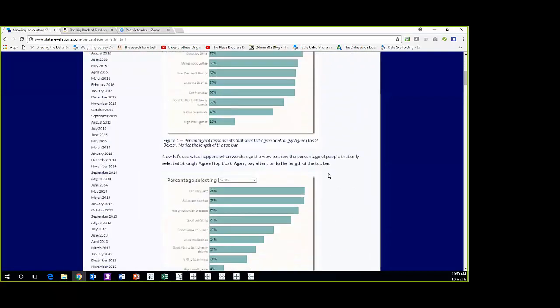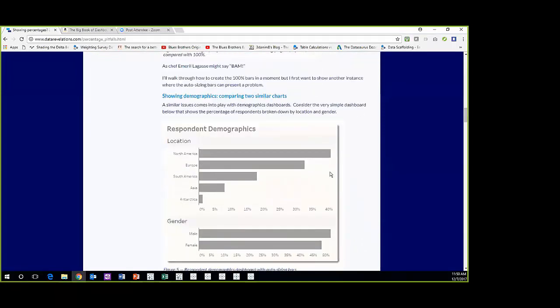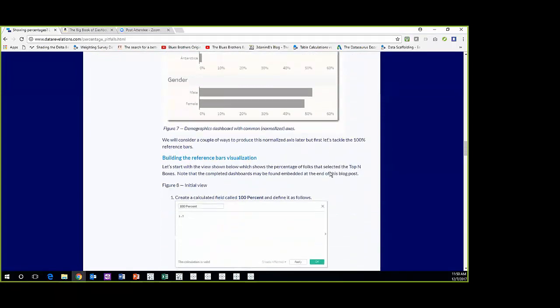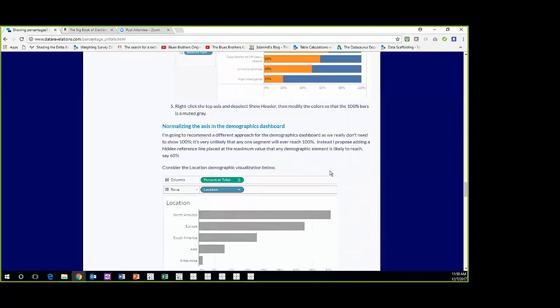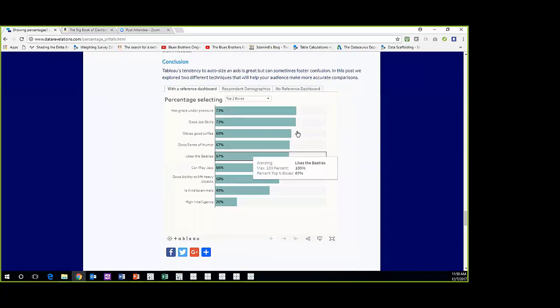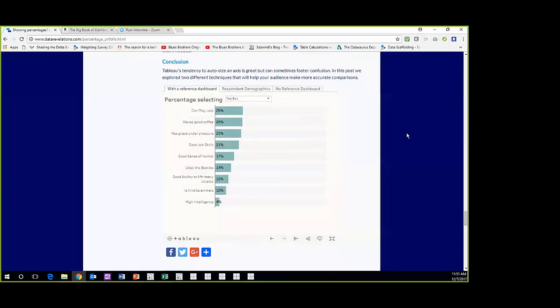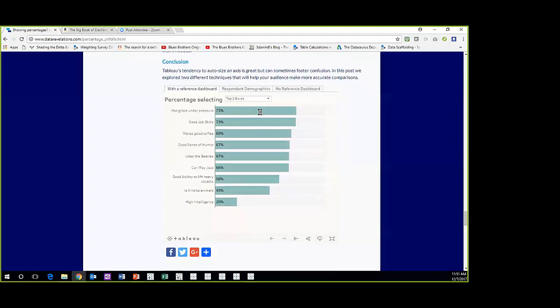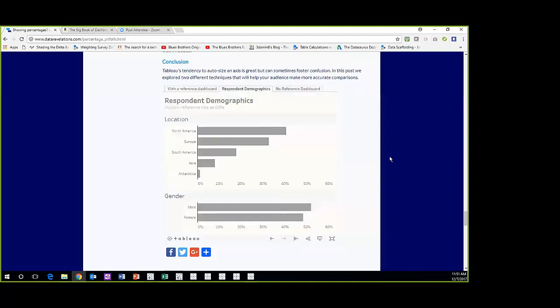I've got a blog post. Sorry about the flickering on there. But I'm trying to show how to address this. Here I'm showing top two boxes, and I'm kind of filling in where 100% would go. So now if I just show the top box, top two boxes, top three boxes, I've got this technique where I'm showing where 100% capacity is.